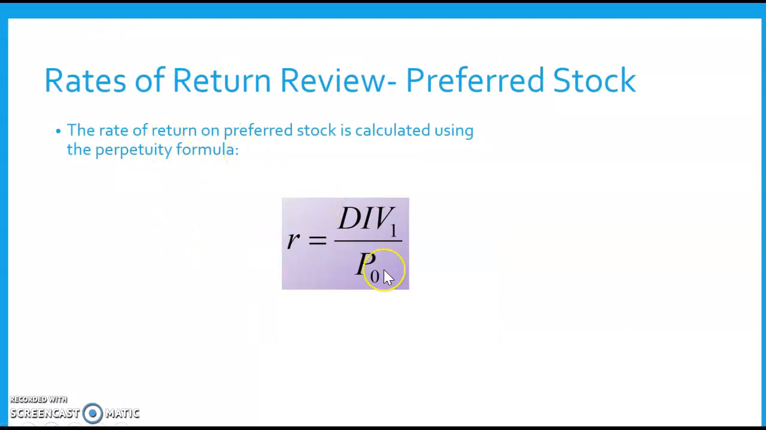For preferred stock, we're just going to talk about plain vanilla preferred stock, where the company pays the same dividend in perpetuity. Now, preferred stockholders get paid out first before common stockholders, which is why preferred stockholders tend to face less risk, but there is no G here. So you don't have to worry about DIV1, DIV0, whatever. They're all going to be the same constant dividend paid in perpetuity. So the required rate of return on preferred stock is just dividend divided by P0.